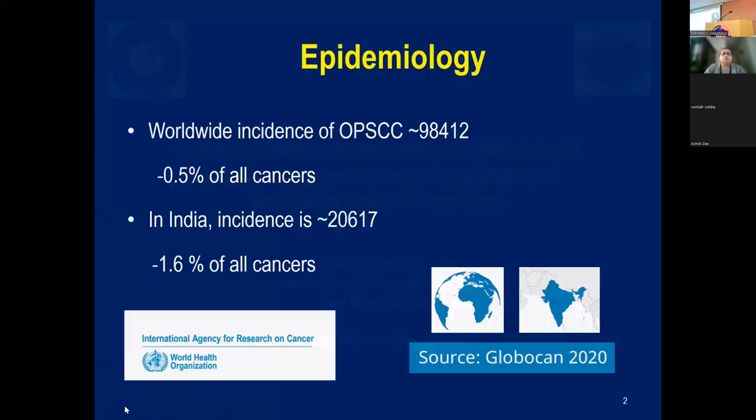So we know that the worldwide incidence is roughly around absolute numbers of close to a million actually. And of this, about 0.5% of all cancers are oropharyngeal cancer. In India, it is about 1.6% of all cancers. And this is from the recent Globocan.